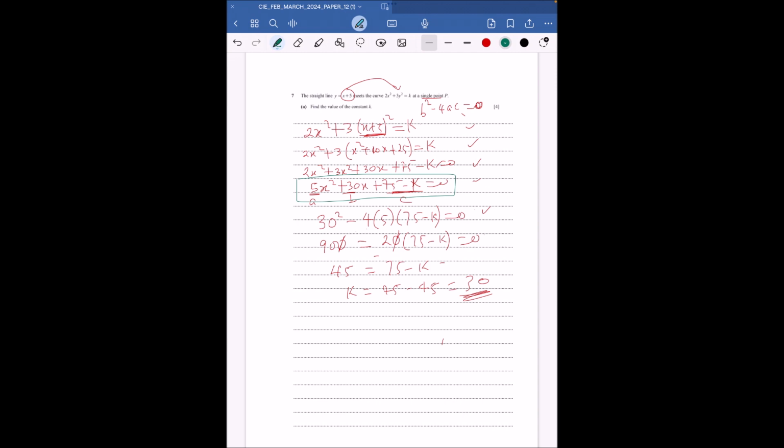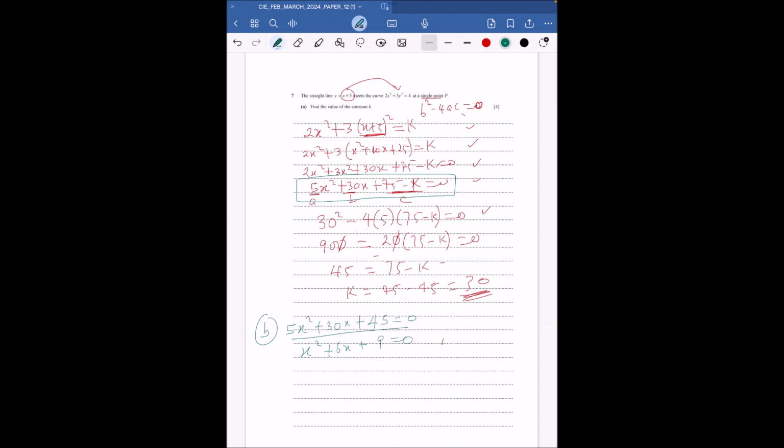Okay, I'll just do B here so that I can see both papers. So that will be 5x squared plus 30x plus 75 minus 30 is 45. So I'm substituting because I already found k. So you can divide everything by 5 to make your life easy. So x squared plus 6x plus 9 equals 0.